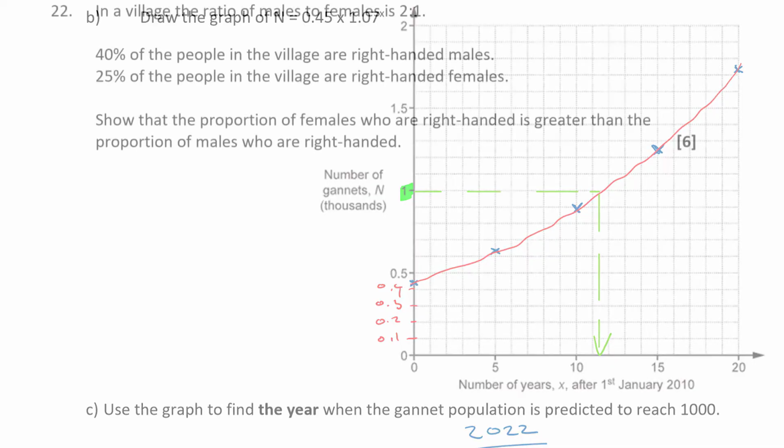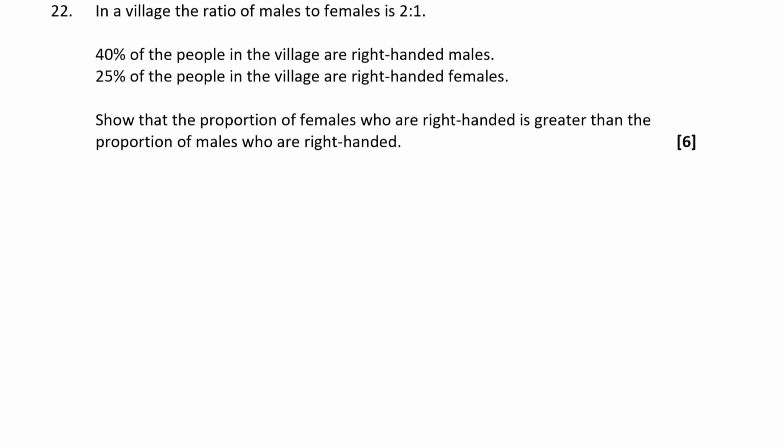In a village, the ratio of males to females is 2 to 1. 40% of the people in the village are right-handed males. 25% of the people in the village are right-handed females. Show that the proportion of females who are right-handed is greater than the proportion of males who are right-handed.